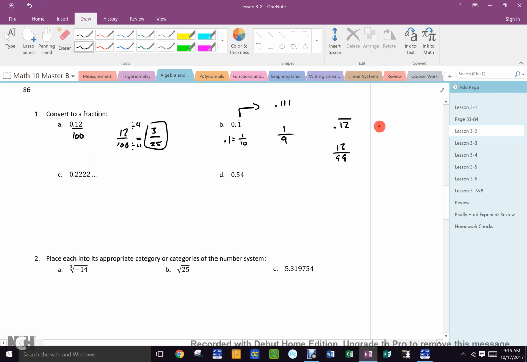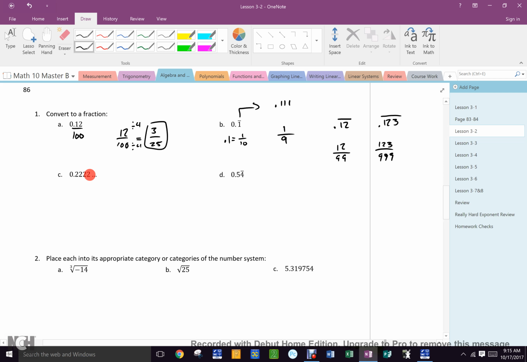What then would 0.123 repeating be? Use logic, you guys. You're smart kids. 123 over what? Over 999. Because if there was no repeating bar, it would be 123 over 1,000, yes? Everybody cool? All right. Now look at C.